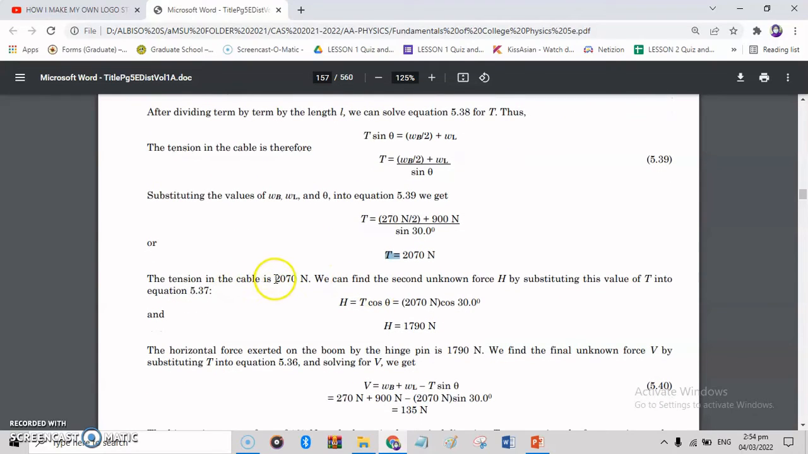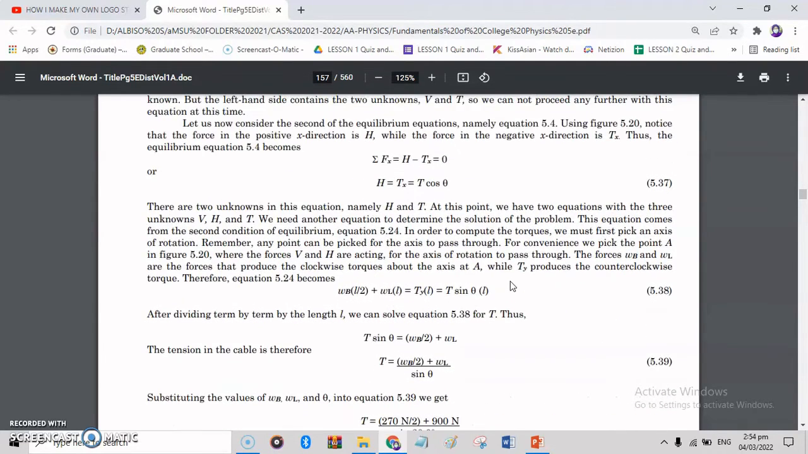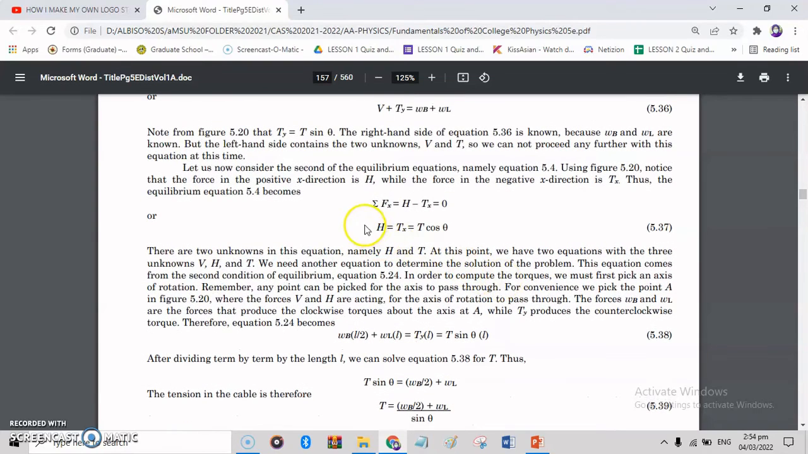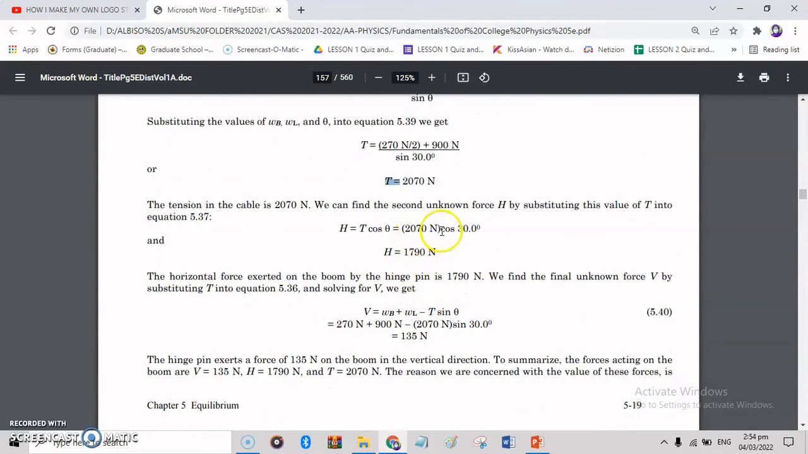Now, the tension in the cable is 2070 Newton. We can find the second unknown force na H. Okay, ano nga si H? Si horizontal force dahil dun sa hinge. Gamit itong second equation mo. Ano nga yung second equation natin? Ito. First equation is ito. Now, inputting the value for the tension, then cosine of 30 degrees, we see that there is a horizontal force na 1,790 Newton. The horizontal force exerted on the boom by the hinge pin is 1,790 Newton.